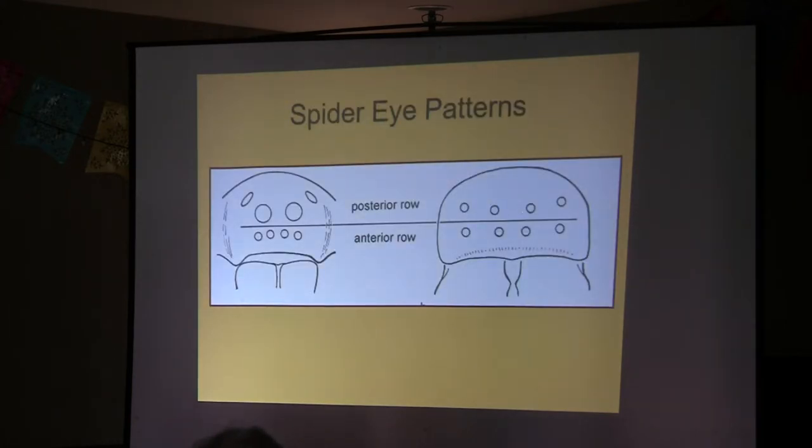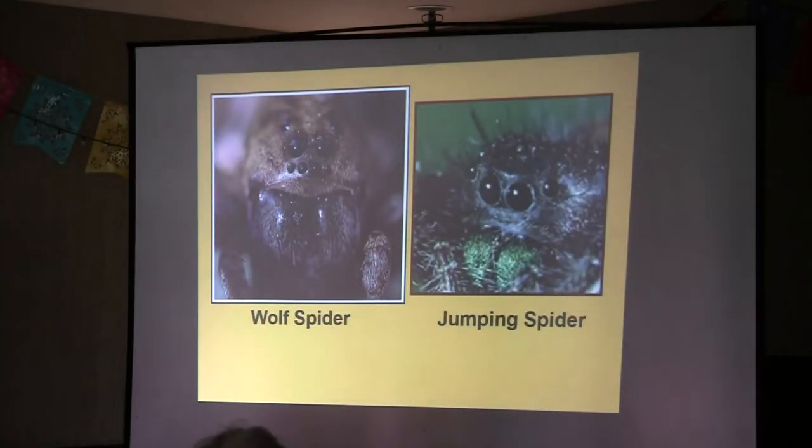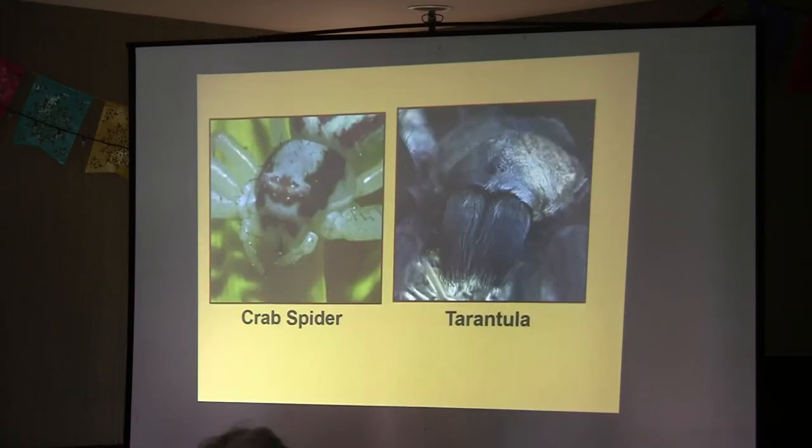One other thing that we can see is the eye pattern. So here's a wolf spider, and all wolf spiders sort of have that typical eye pattern. Here's a jumping spider, or just cute. The crab spider. Here's a tarantula, and why do you think, I mean, why would the eyes be so small there? Where does it live? Underground. Yeah. So it doesn't really need to see that much.